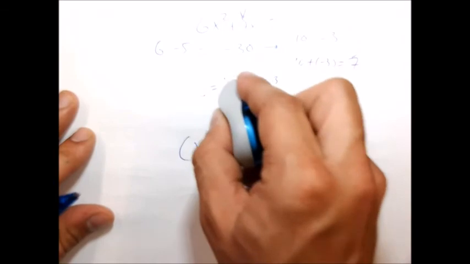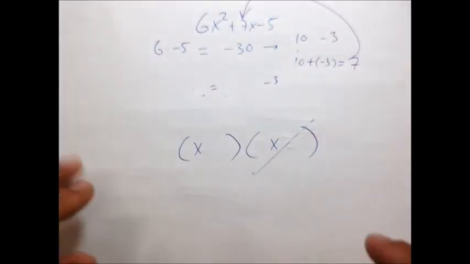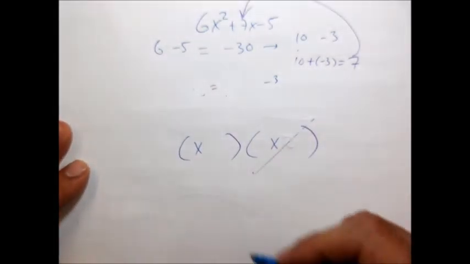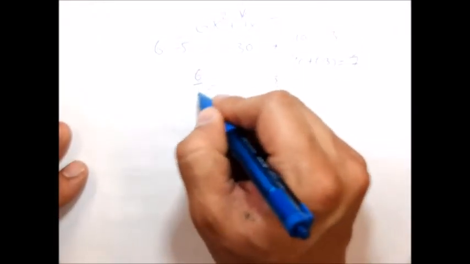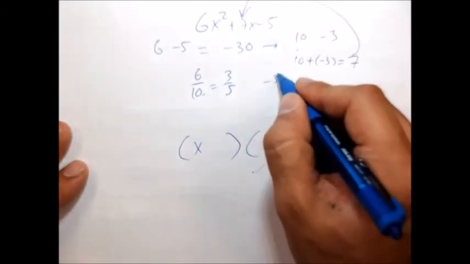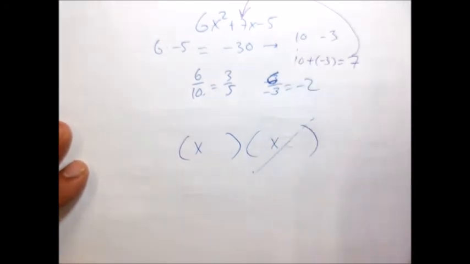I don't know if this is helpful or just confusing everyone, but it sounds like it could be really good. I've never heard of this before. So you do a over the factor. So 6 over 10, which is going to be 3/5. And then you do 6 over -3, which will be -2.